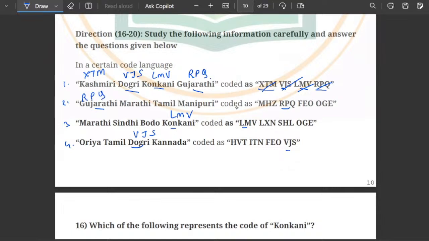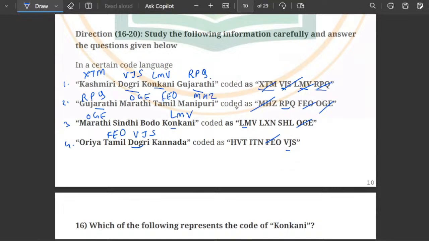Now, Marathi, Tamil, and Manipuri. Marathi is there in the third. So, first and third, what is common? First and third, we have OGE common. So, Marathi is OGE. Now, what is common in second and fourth? Tamil. Tamil is common in second and fourth. So, what is common in the right hand side? We have FEO. So, Tamil will be FEO. Now, what is left here? Manipuri. So, Manipuri will be MHZ.